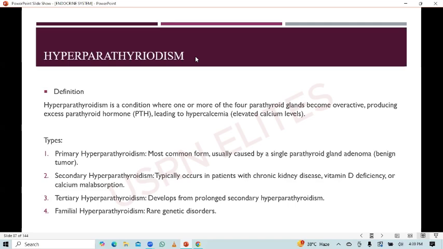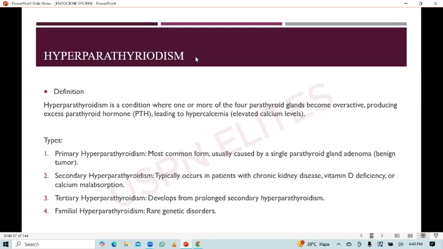Then we have vitamin D deficiency. We all know that if calcium is to be absorbed properly in the body, usually you have to add vitamin D supplement or vitamin D rich food. Vitamin D helps in calcium absorption. So when there is vitamin D deficiency, calcium will not be well absorbed, and this will cause the parathyroid gland to overreact.